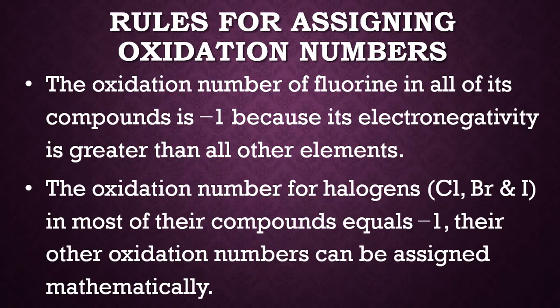While the oxidation number of other halogens like chlorine, bromine, and iodine in most of their compounds, especially their ionic compounds, equals negative 1, their other oxidation numbers in other different compounds can be assigned mathematically.